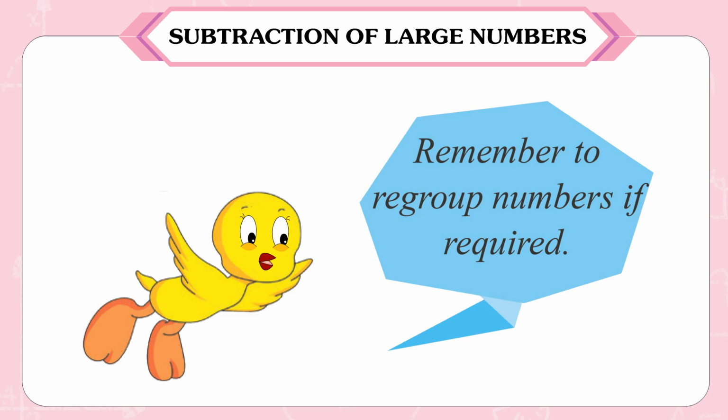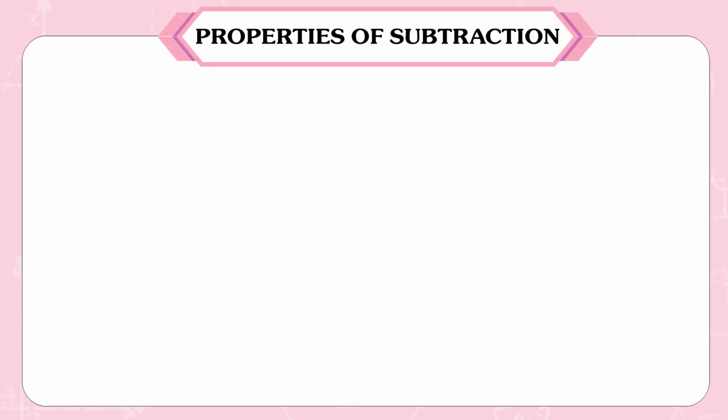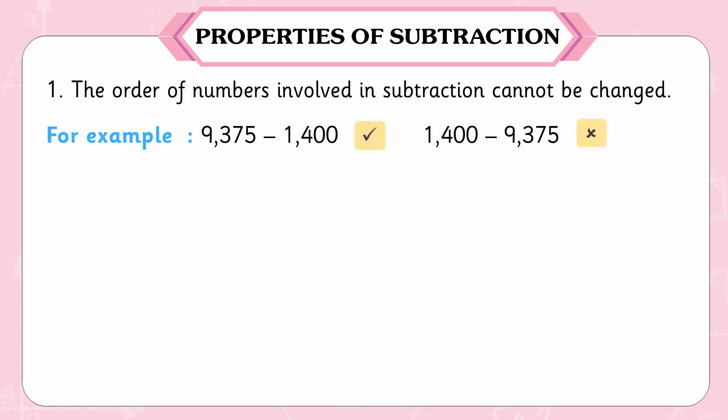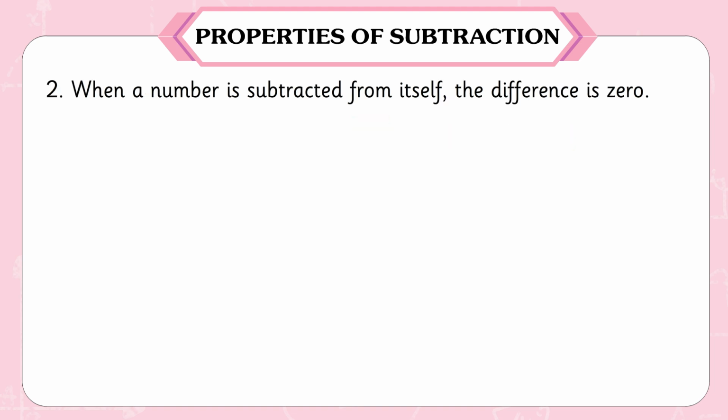Remember to regroup numbers if required. Properties of subtraction. 1. The order of numbers involved in subtraction cannot be changed. For example, 9,375 minus 1,400 is right. 1,400 minus 9,375 is wrong.